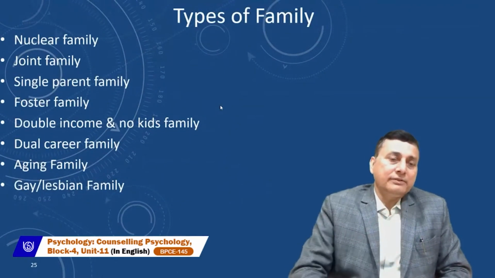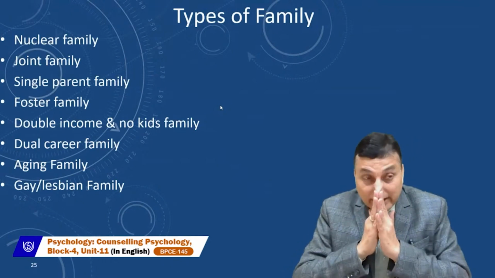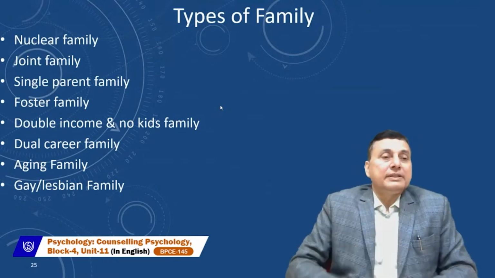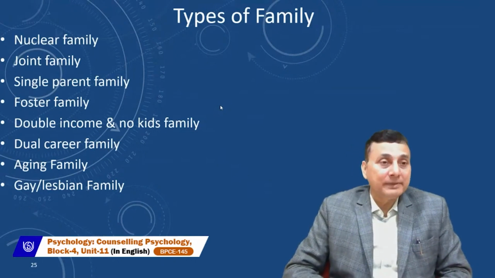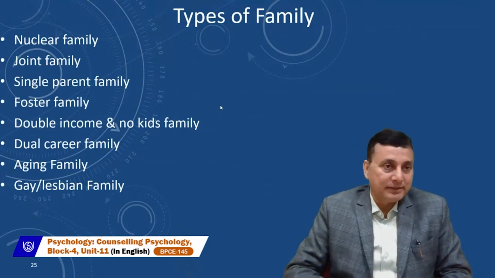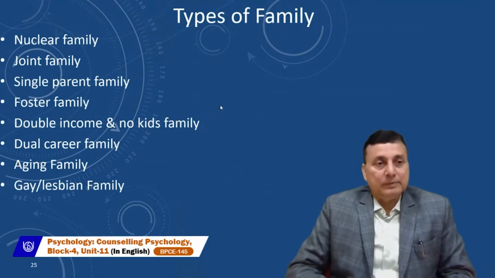As I told you, there are various types of family. Nuclear family means only husband and wife staying together with their children. Joint family, if the couple is staying with their parents or brothers, sisters. Single parent family, where only the father is there or the mother is there, like a divorced mother with a child.